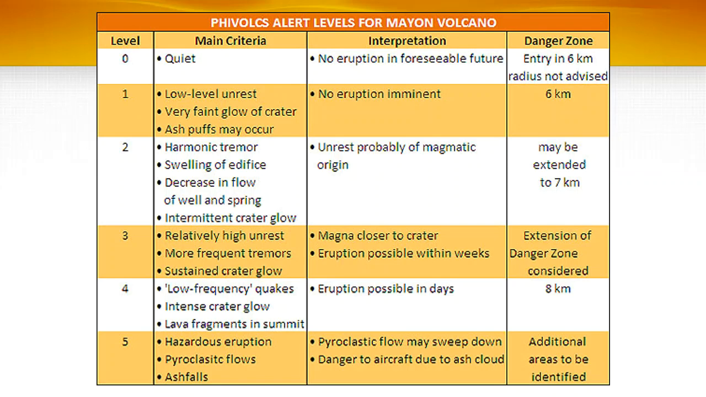As an interpretation, we can say that an eruption is possible within days, and the danger zone is within 8 kilometers. Now, on alert level 5, the criteria for these levels are hazardous eruption, pyroclastic flows, and ash fall. So we can say that pyroclastic flows may sweep down, and there is danger to aircraft due to ash cloud.